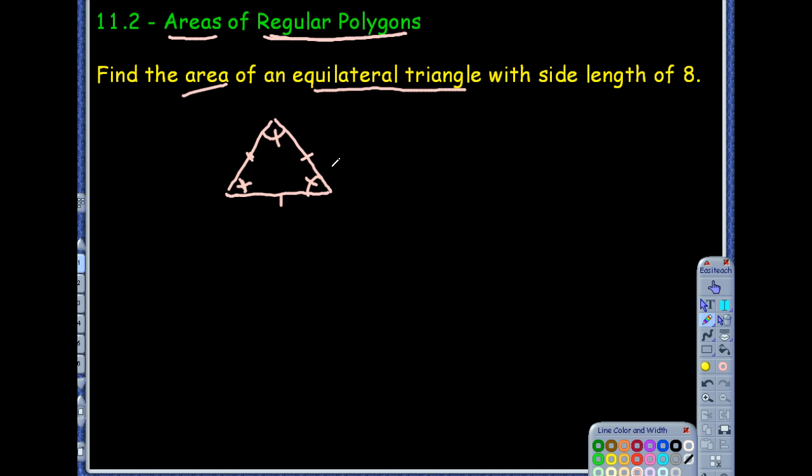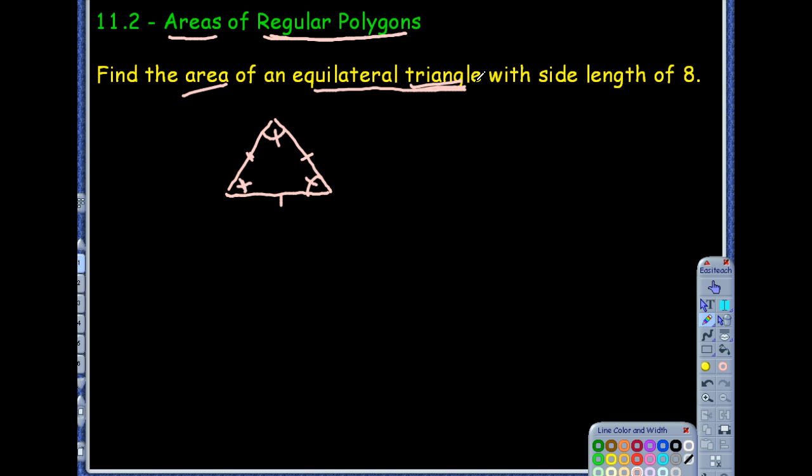With any polygon, if the sides are congruent, does that automatically mean the angles are congruent? No. Because, for example, a rhombus has congruent sides, but not all the angles are congruent. This is just unique because it's a triangle. Imagine that. Triangles are kind of special. We do love them.